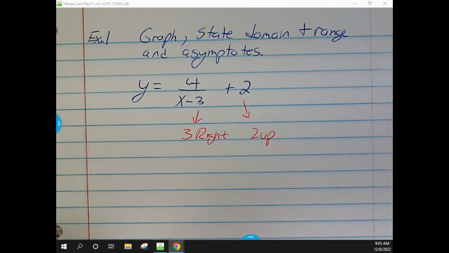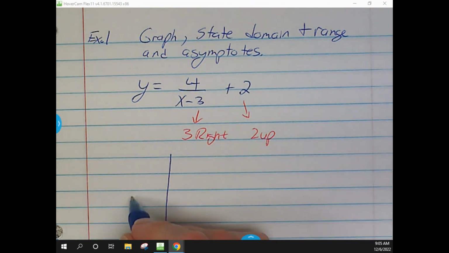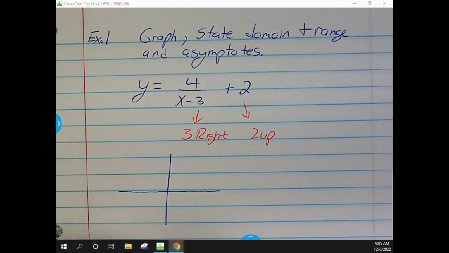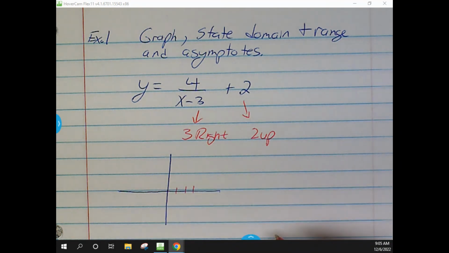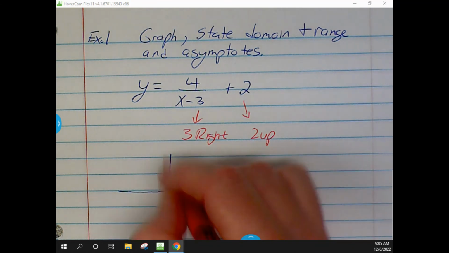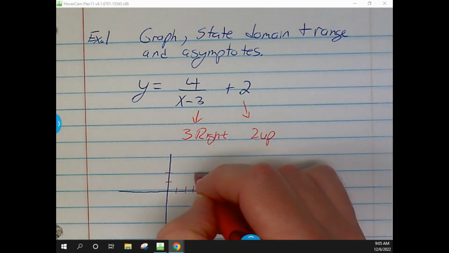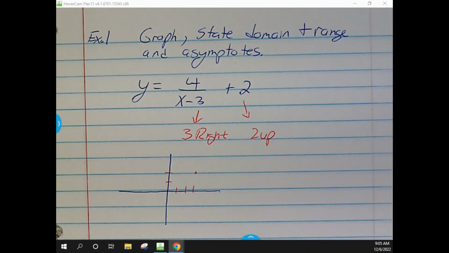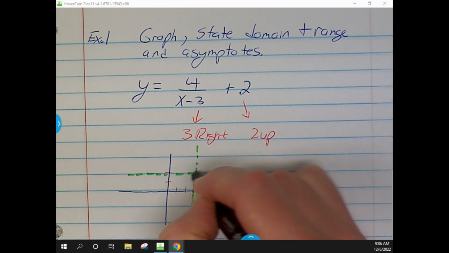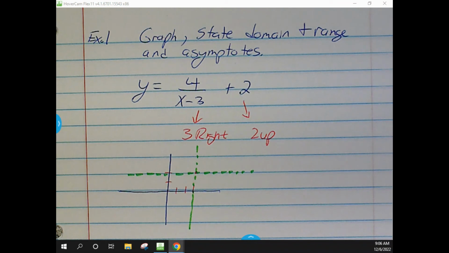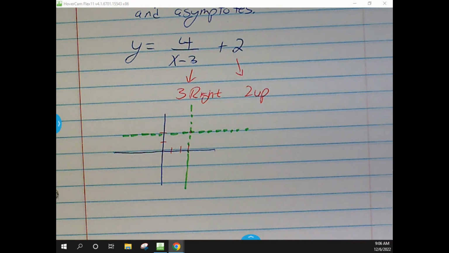So we're going to take that graph that we had before, where everything was at 0. Now we're going to move it over 1, 2, 3 spaces, and then up 2. So instead of the asymptotes being at 0, 0, now they're going to be at over 3, up 2. So now your asymptotes are going to be right here. All we've done is moved the center of the graph, which is where the asymptotes cross each other, 3 spaces right, 2 spaces up.